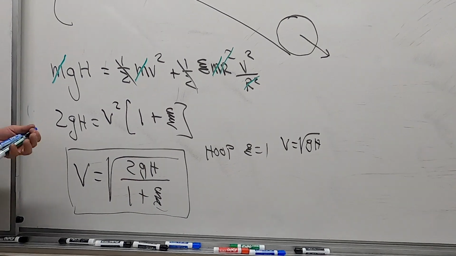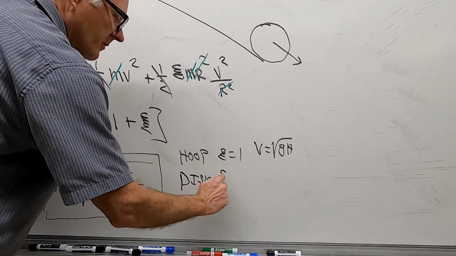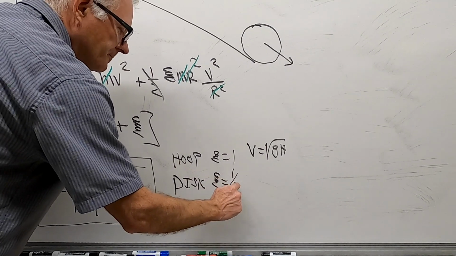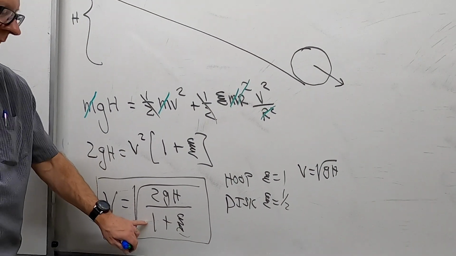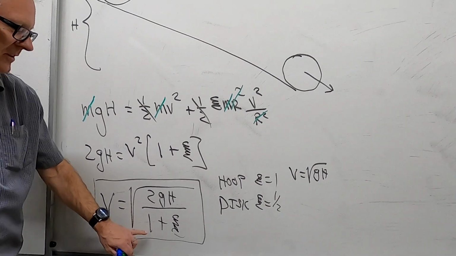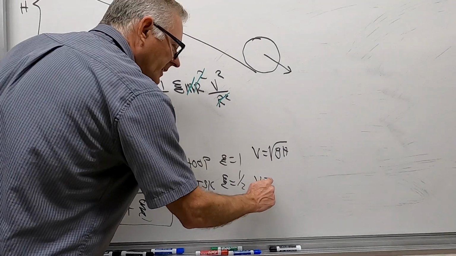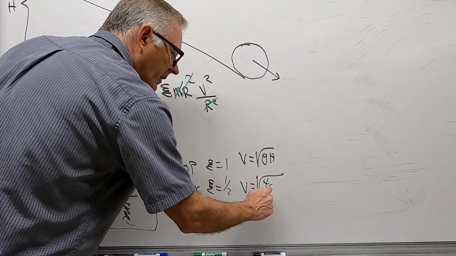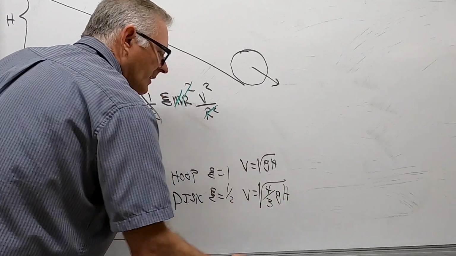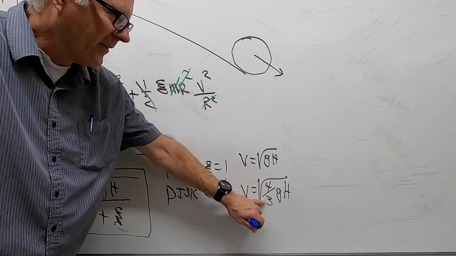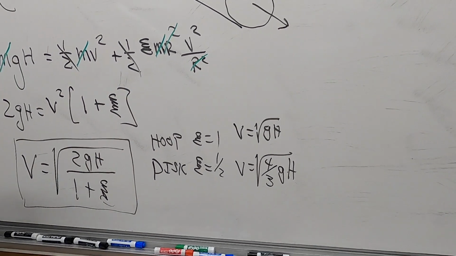If we did it for the disk, squiggly was 1/2. 1/2 plus 1 is 3/2. The 2 would come up, that's 4/3. So this is V equals the square root of 4/3 GH. You notice this is bigger than that. So the disk should beat the hoop.